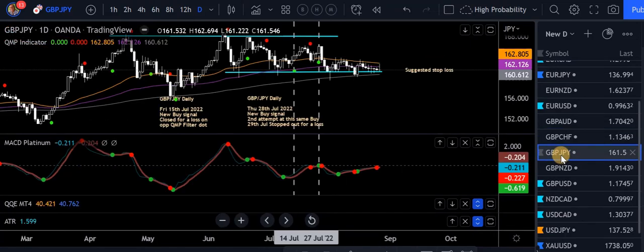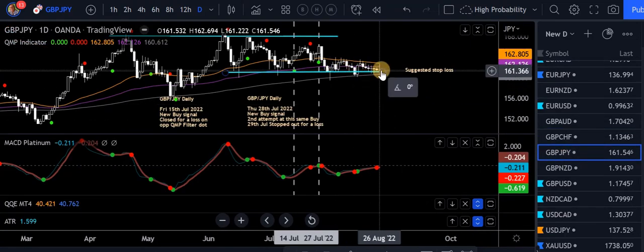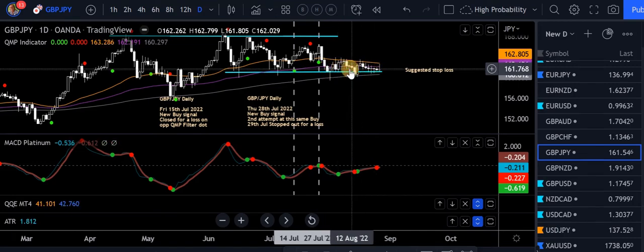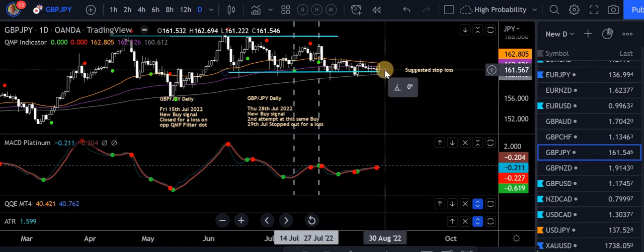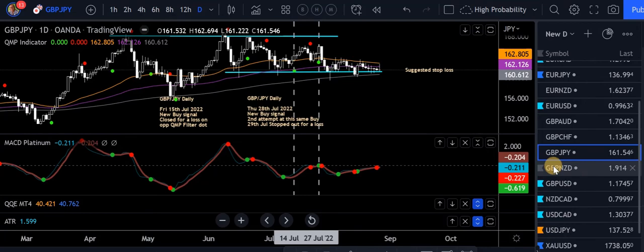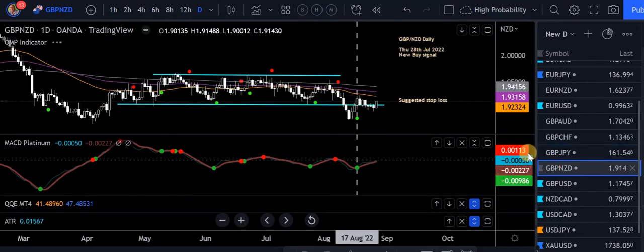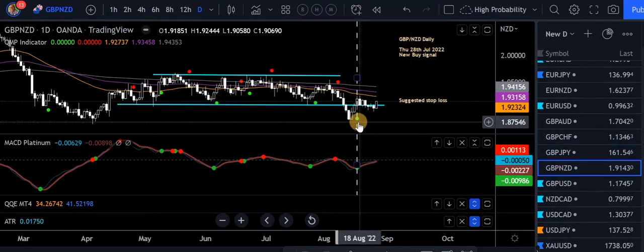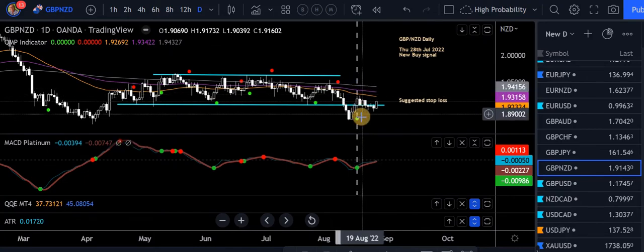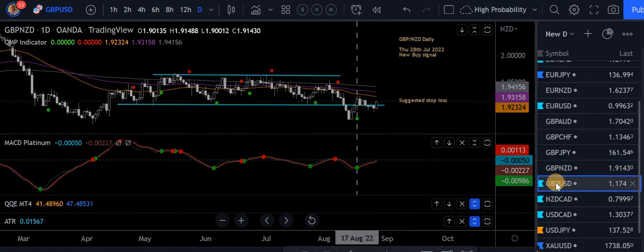Pound yen, look at this sideways. This is over a month of just absolutely rubbish. And this is a trending pair that everyone loves to trade. Pound New Zealand, same deal. The last signal was a buy, which may have worked, but it's just not worth the risk. So we'll get to the pound USD.